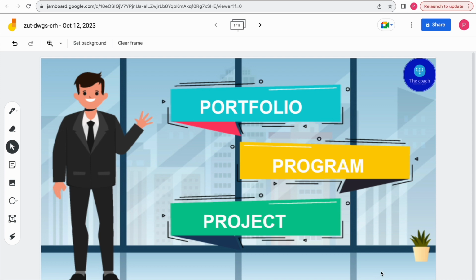In today's video, I am going to discuss a very important topic: portfolio, program and project. As you can see on my screen, I'll be giving you the details of what these terms mean, what their roles and responsibilities are, and how they function in a particular organization, with an example. So it's going to be very fun and exciting to know about these three terms, isn't it?